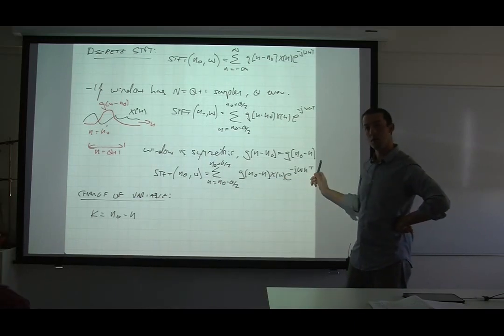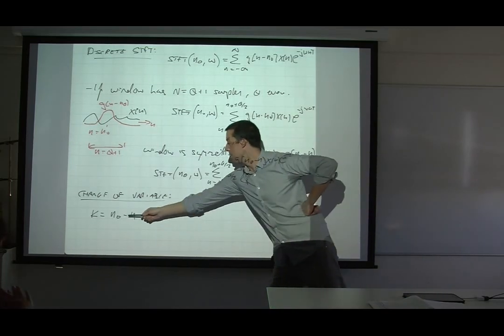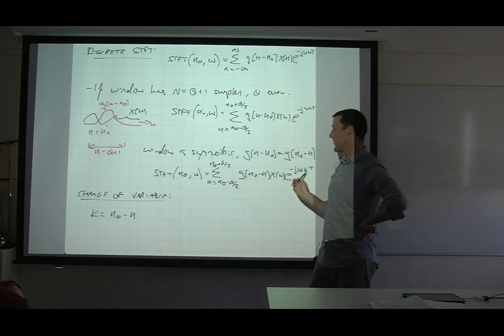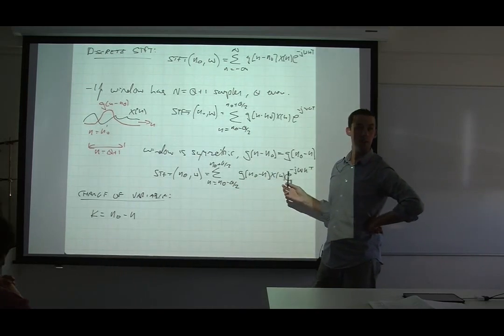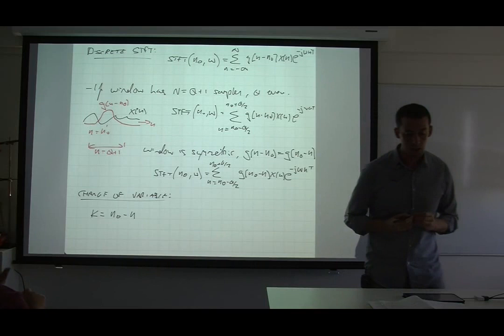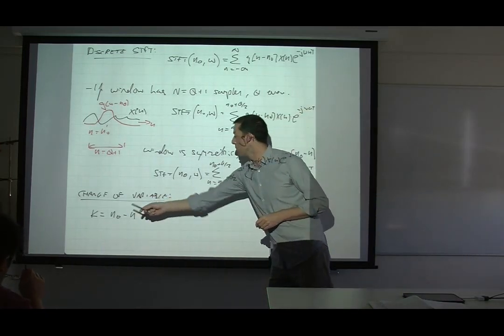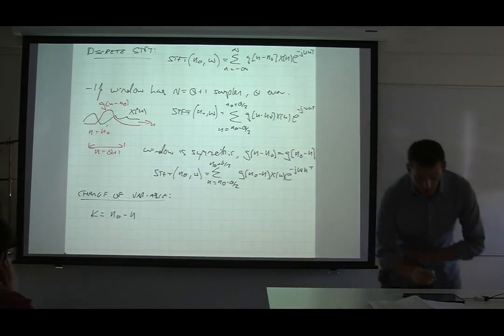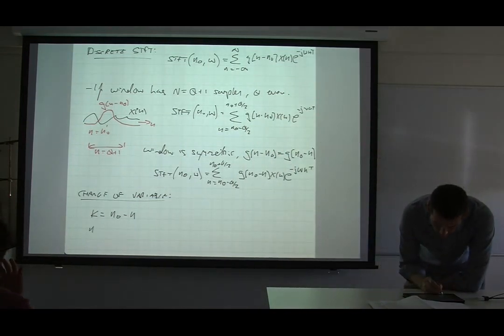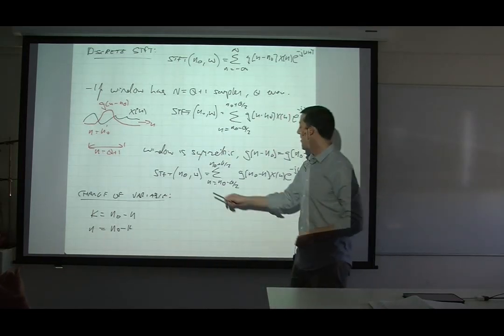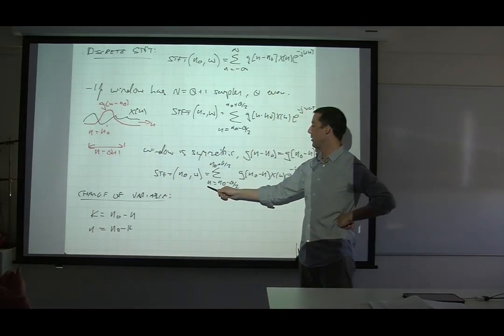I've got to change all the variables now. So instead of n minus n naught, I'm going to write k. I'm going to change all the summation variables and everything to match up with that, and then see what I'm left with. So one thing that we'll have to change is, if k is going to be n minus n naught, that means that n is going to be equal to n naught minus k. So everywhere I see an n, I've got to write n naught minus k, which means in here, this n becomes n naught minus k.